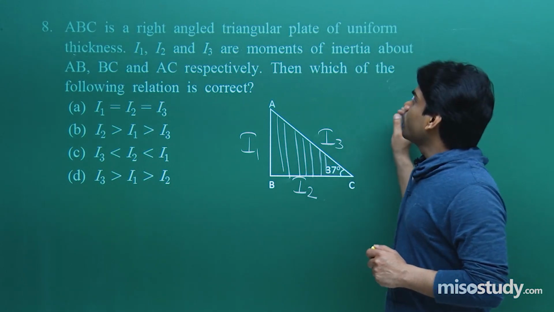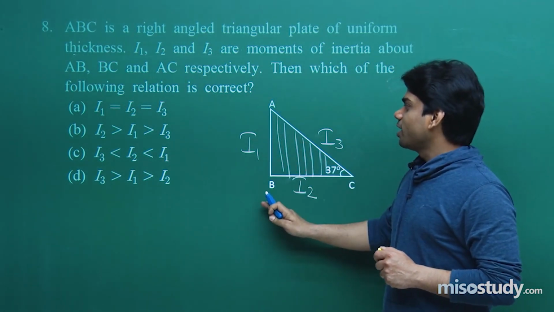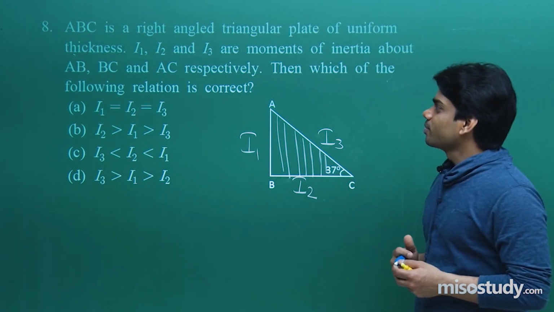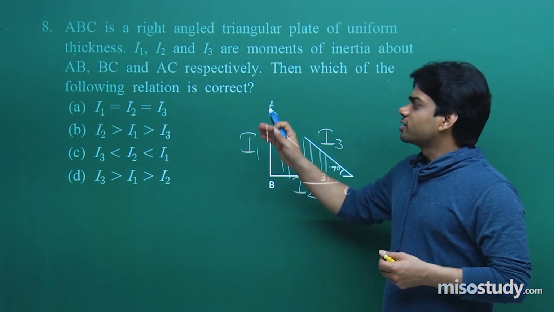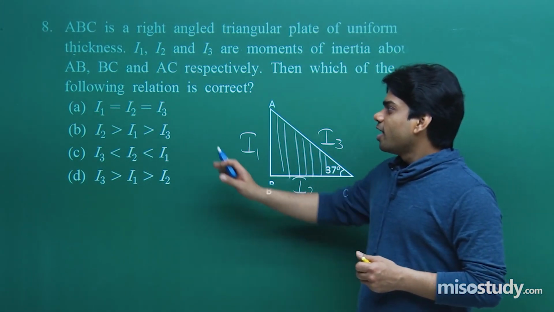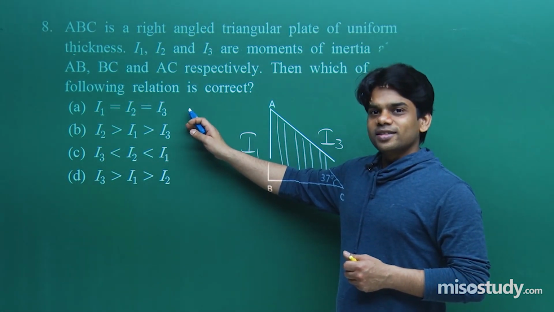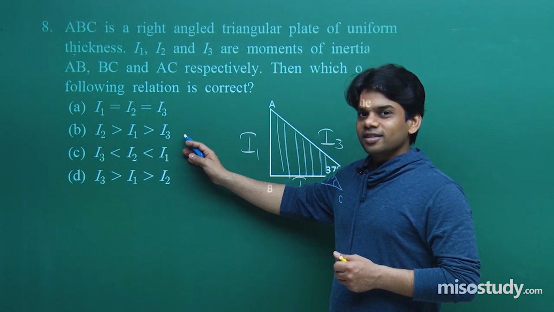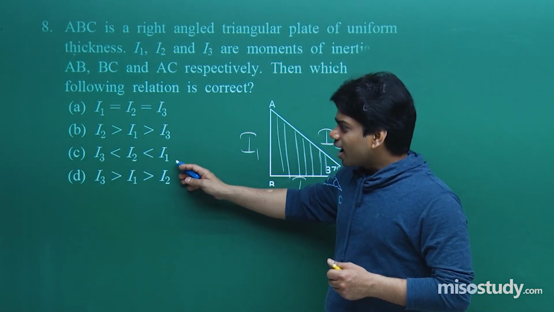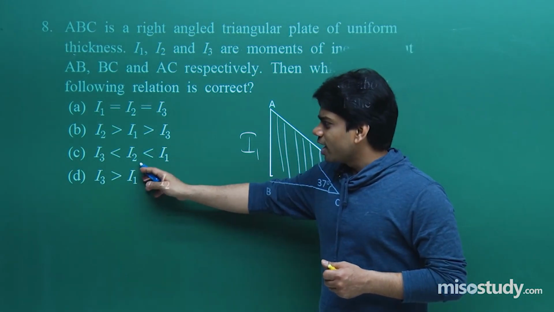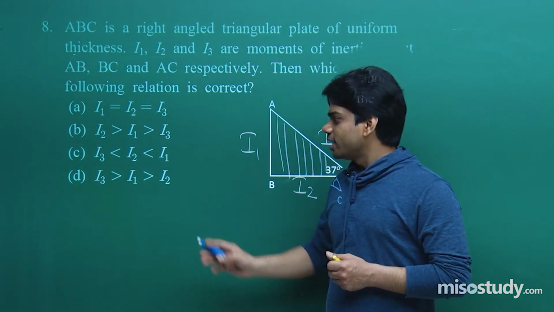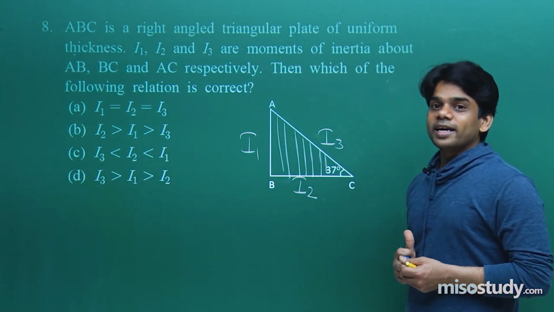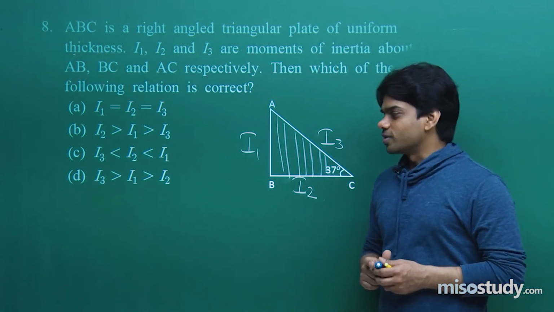I1, I2, I3 are moment of inertia. So about AB it's I1, about BC it's I2, about AC it's I3. Then which of the following relations is correct? A, I1 equals I2 equals I3. B, I2 greater than I1 greater than I3. C, I1 will be greater than I2 will be greater than I3. And D, I3 greater than I1 greater than I2. This is what has been given in the options.